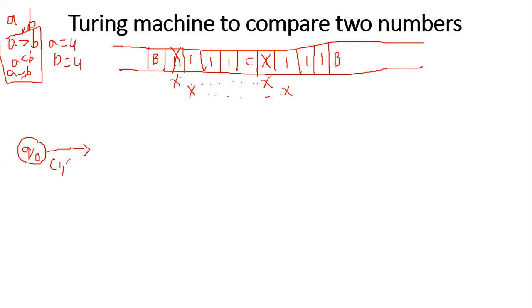And you have to keep moving to the right side to find the matching one in the second variable. Once you find 1, replace 1 with x and keep moving to the right side to find the matching one. You have to skip the remaining symbols in the first number, which are ones, and keep moving to the right side.